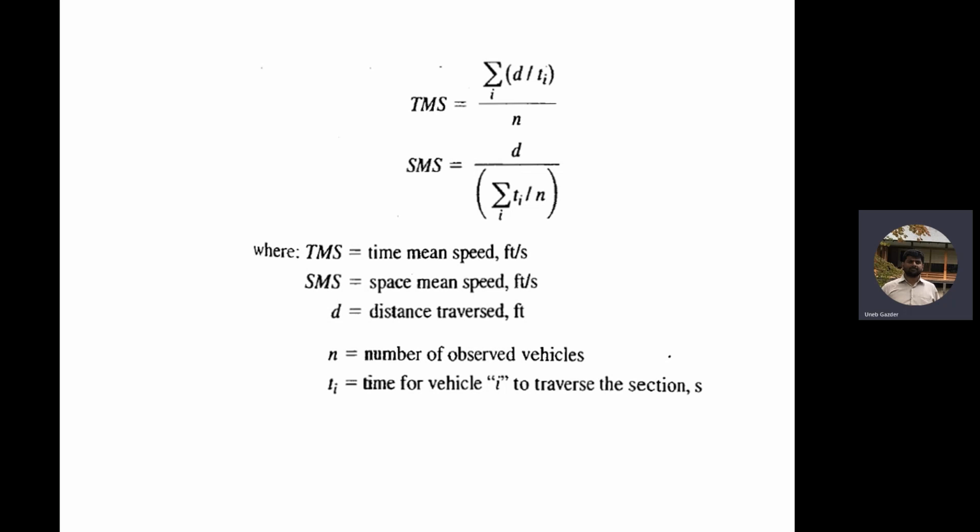In the TMS, time mean speed, the distance and time for each vehicle can be different. But in the second one, SMS, space mean speed, the distance is fixed, which is the section itself, and you are just observing the time. Now, what did I say about TMS earlier? That it should be the speed of the vehicles passing a specific point. Then where does the distance come from? Why do we have the distance?